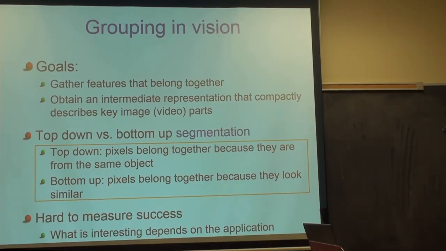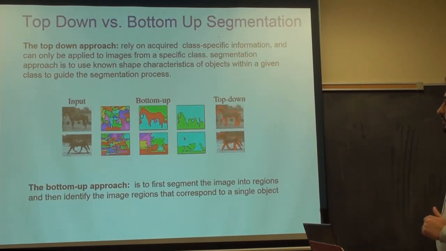So we know the goal of the segmentation is to group pixels that belong together, or similar pixels together, or pixels that belong to the same object together. And here we're talking about top-down or bottom-up segmentation. In top-down, pixels belong together because they are from the same object. I have another slide about the top-down and bottom-up methods, and here's the top-down and bottom-up method explained.